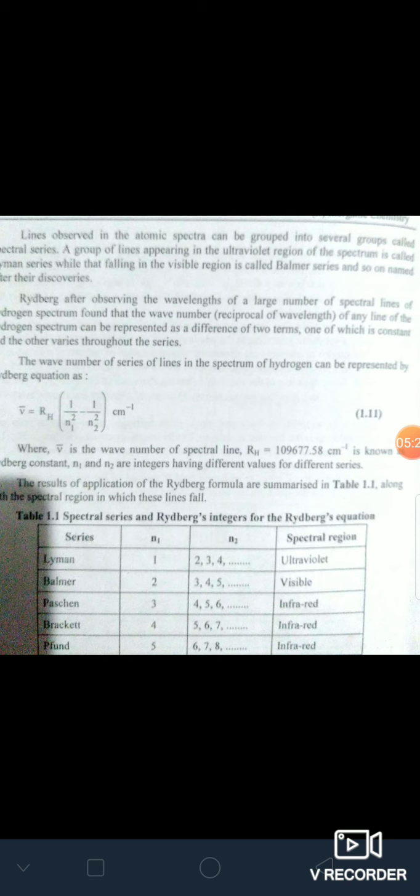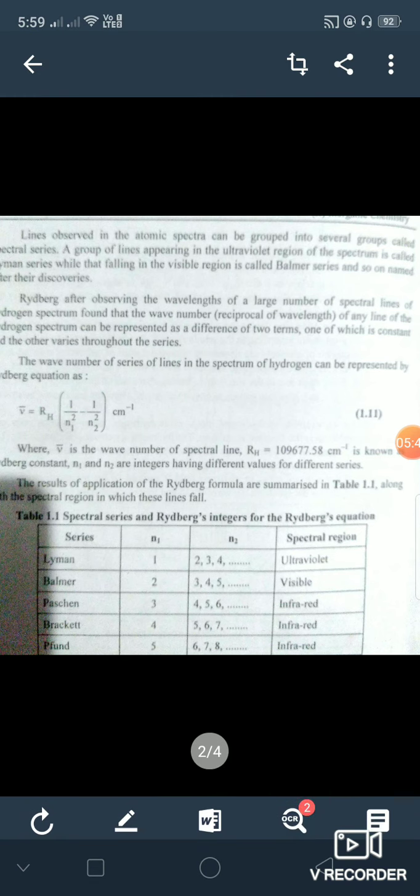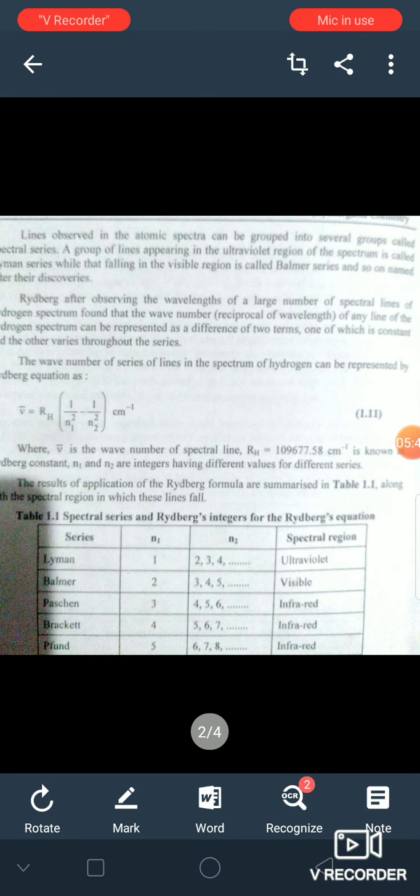The results of application of the Rydberg formula are summarized in the following table, along with the spectral region in which these lines fall. In this table, spectral series and Rydberg integers for the Rydberg equations are given: Lyman, Balmer, Paschen, Brackett and Pfund. These series are given, and also n1 and n2 values, and spectral regions like UV, visible, infrared regions are also given.